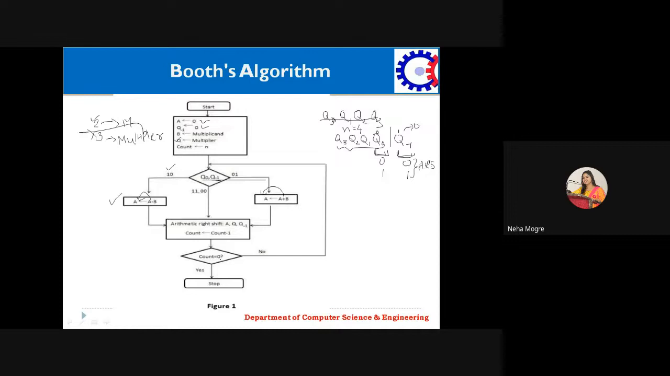Until and unless the value of count becomes 0, you are going to perform the same step again and again. This is the loop. When count is equal to 0, when the answer is yes, you are going to stop your method. Am I clear with this flow chart? Yes.